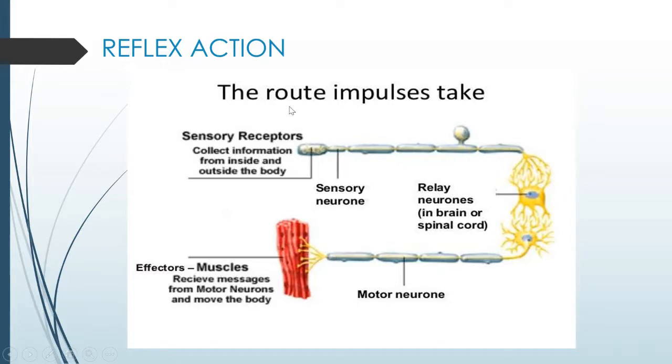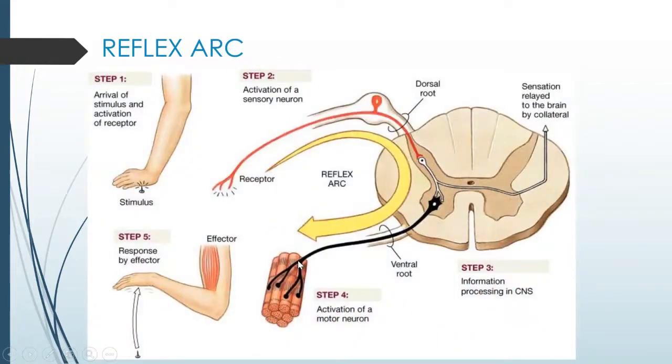So let's look at what a reflex action is and what kind of route these impulses take. There are certain sensory receptors present on your skin and your sense organs. These sensory receptors carry information from inside and outside the body through your sensory neurons. These sensory neurons then carry the nerve impulses, or electrical impulses, to your brain or to the spinal cord. And from the spinal cord or the brain, it comes through the motor neuron to an effector muscle.